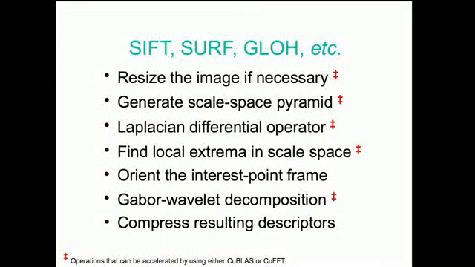Now, almost all of these steps can be accelerated using GPUs. In particular, often you resize the image to a standard form. You generate a scale space pyramid, perform some convolutions and smoothing. You apply a differential operator. You find the extrema in the local scale space. The next one you can do on GPU, but often out-of-order CPUs are better for that. You orient the interest point in its frame, and by doing so, you gain some degree of orientation invariance.